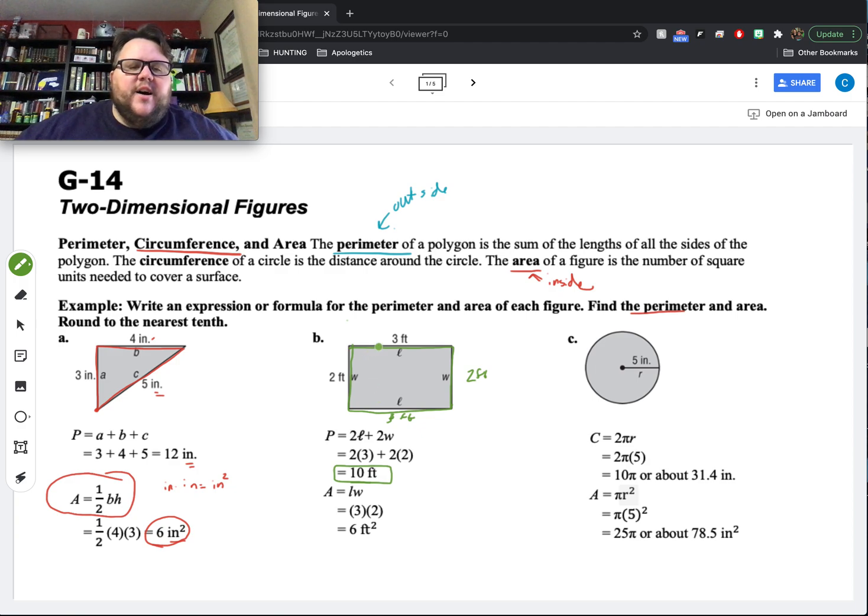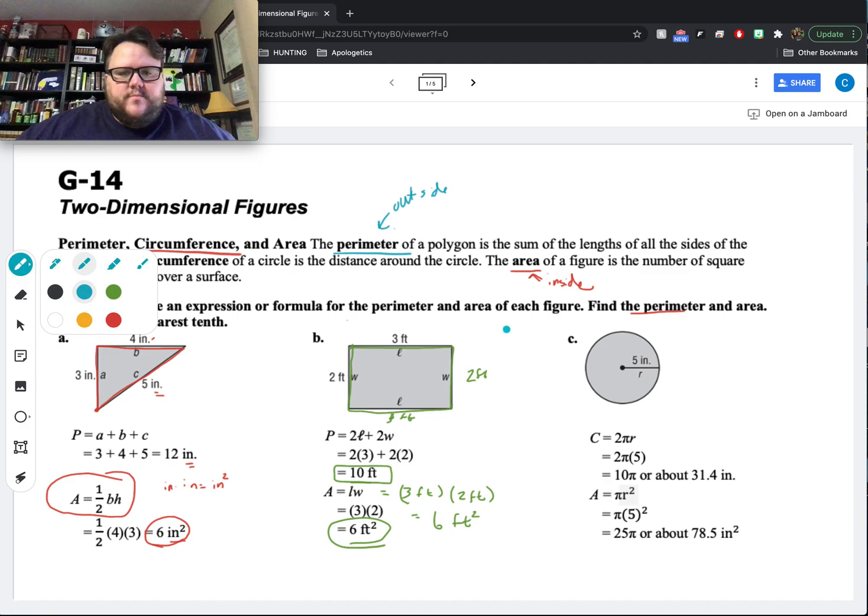Now, the area of a rectangle is length times width. So it's 3 times 2, 3 feet times 2 feet, which is 6 feet squared. I like to do it like this where I put my units. I would say 3 feet times 2 feet, and that just helps me to remember my units. So 3 times 2 is 6. Feet times feet is feet squared. So that's the answer there.